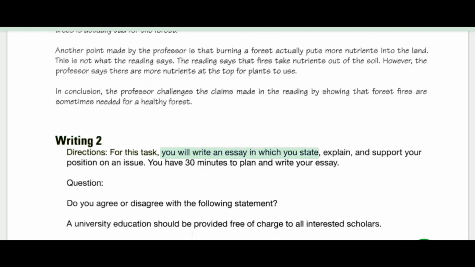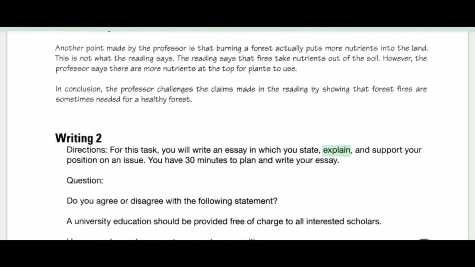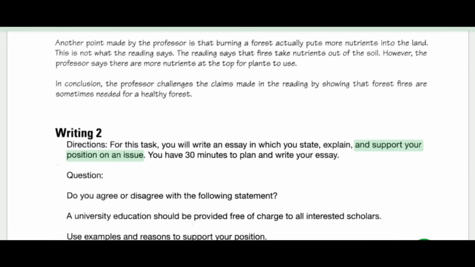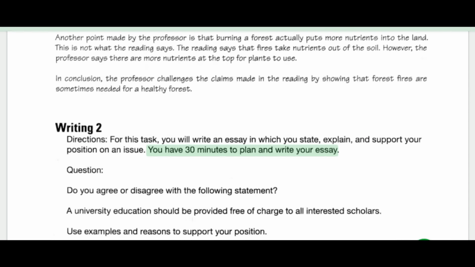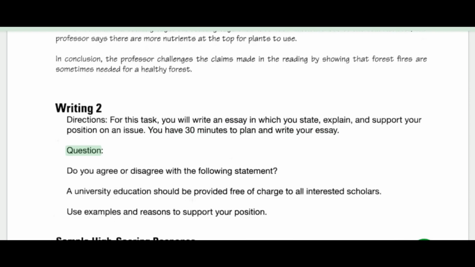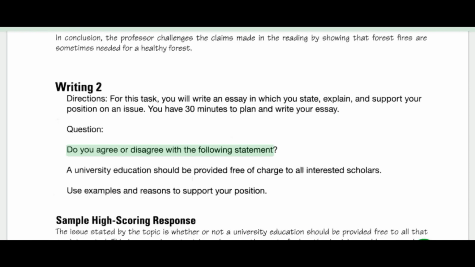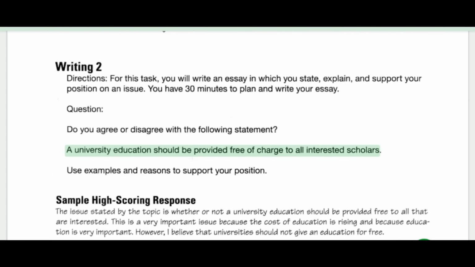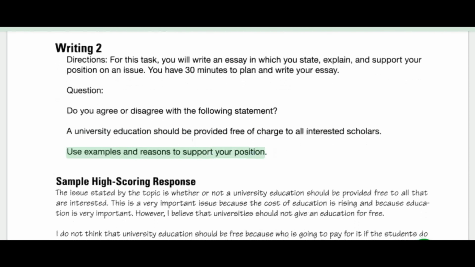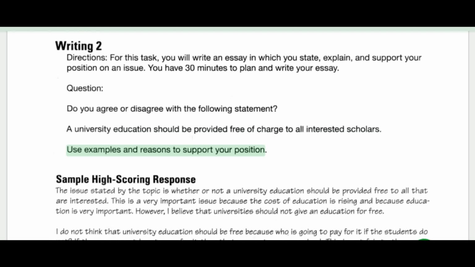Writing 2 directions. For this task, you will write an essay in which you state, explain, and support your position on an issue. You have 30 minutes to plan and write your essay. Question. Do you agree or disagree with the following statement? A university education should be provided free of charge to all interested scholars. Use examples and reasons to support your position.